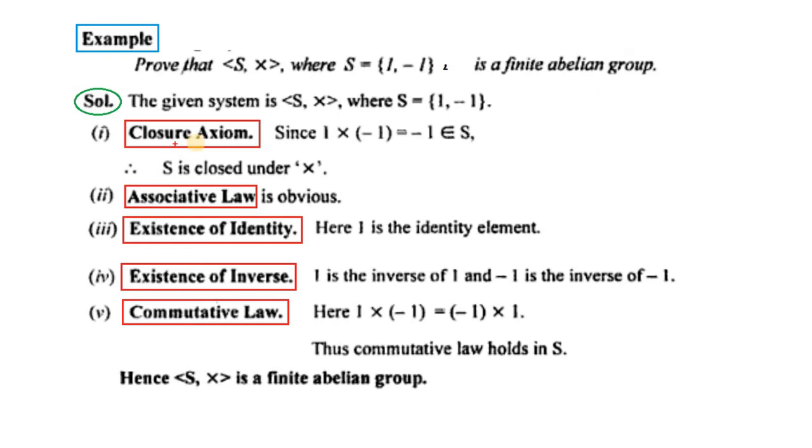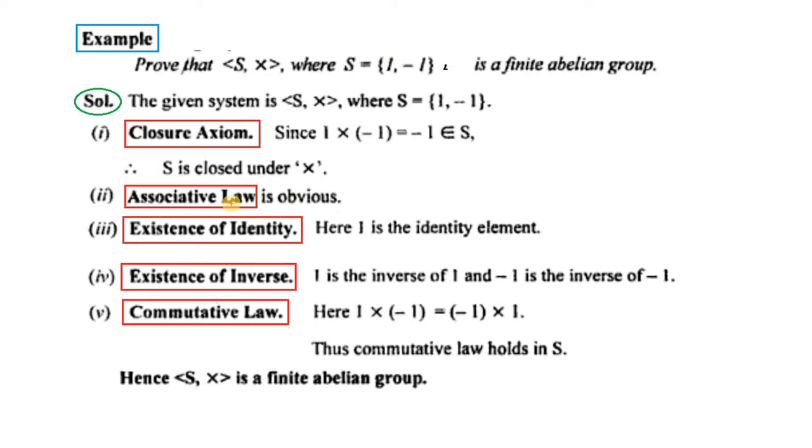So first of all, we will check the closure property. In this property, we take any two elements from the set. We see that their multiplication is minus 1, which belongs to S. Hence, set S is closed under multiplication. That is, the closure property of multiplication holds in set S.